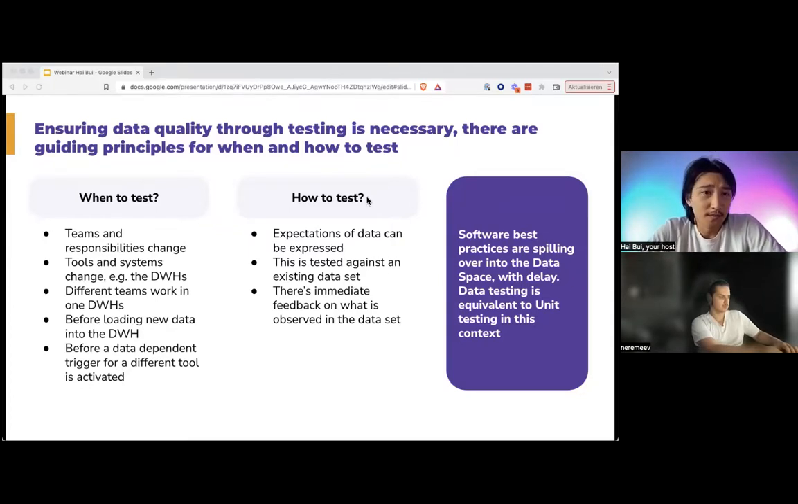Yeah, so as I said, software best practices are spilling over to the data space with a delay, and data testing is equivalent to unit testing in this context. And what tests are there? You could check if a column has null values, or if the values in a column are unique, or if the values are in a specific set.